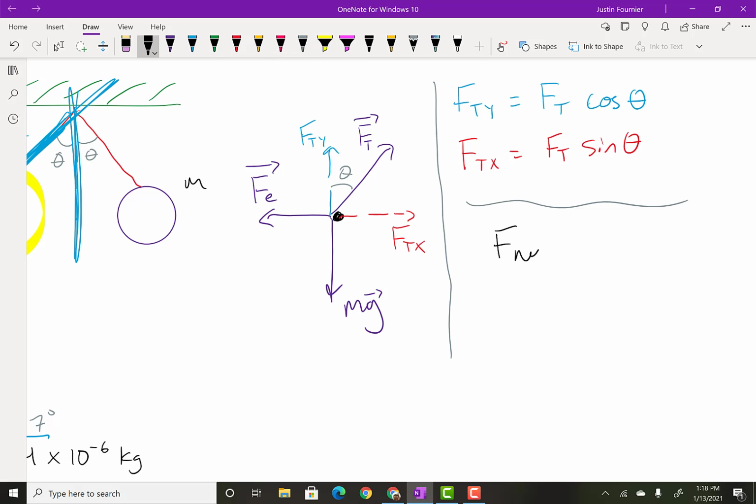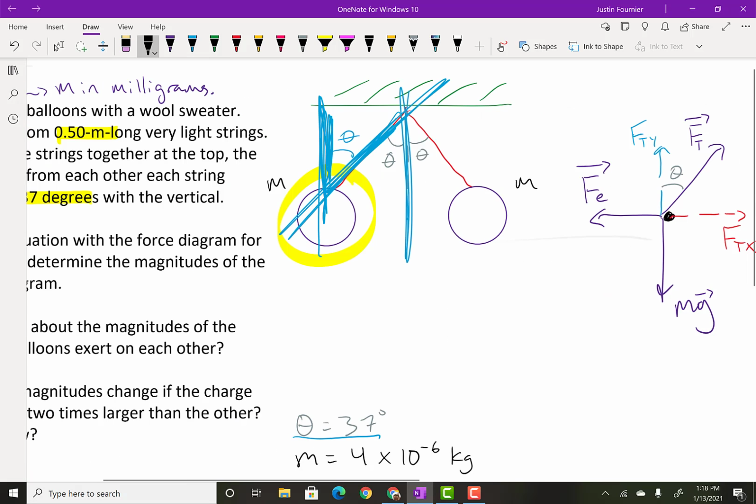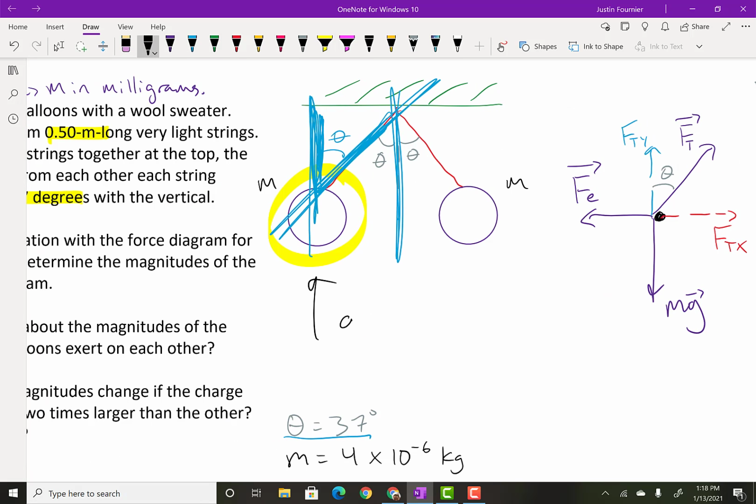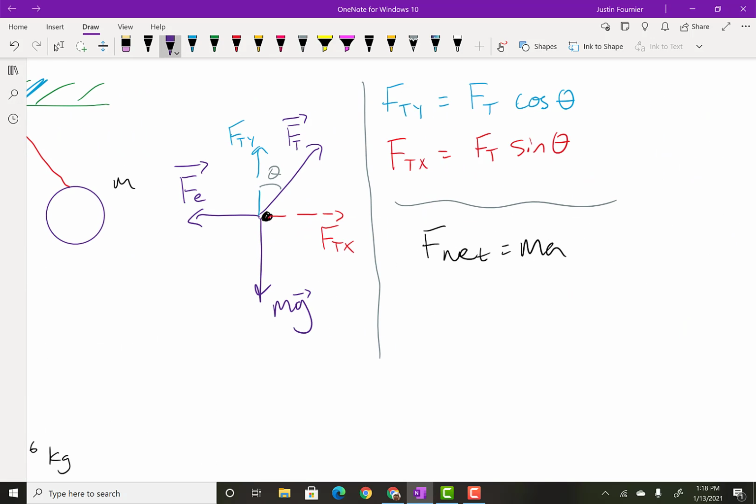But now I'm going to use Newton's second law to keep moving here. So I got F net equals ma. This balloon is at rest, so the acceleration is going to be 0, and the right side of the equation is going to be 0. And then F net in the vertical direction is going to be F_Ty minus mg, because mg is pointing down. And F_Ty, I said, was F_T cosine theta, minus mg, equals 0.